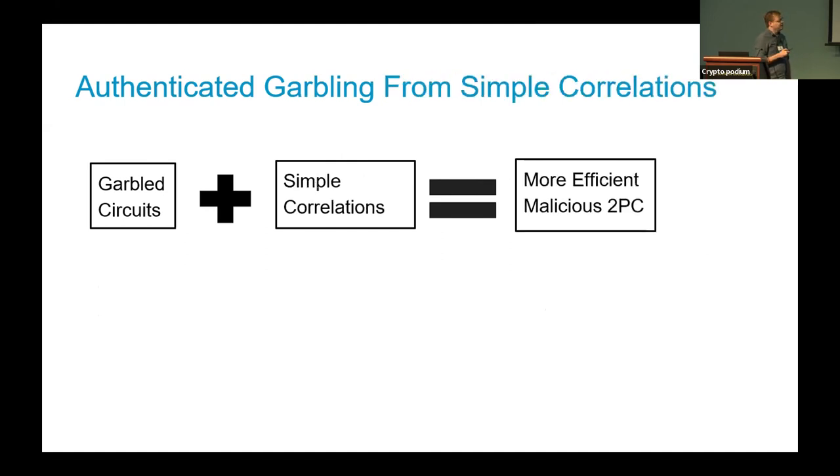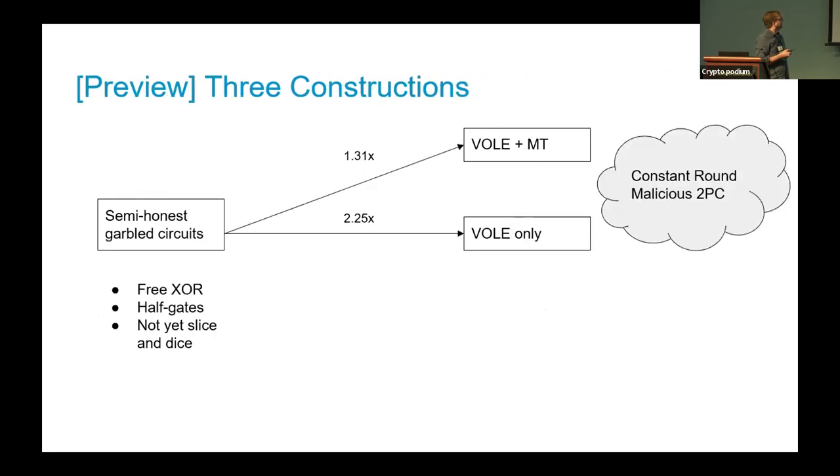And what we do, again, at a very high level, is we take that OT-based machinery for wire authentication and we swap it out with what we call simple correlations. And I am going to break one of the fundamental rules of giving a talk and introduce a whole bunch of notation here that I'm not going to explain because I will explain it later, but I wanted to give some numbers about what's going on.